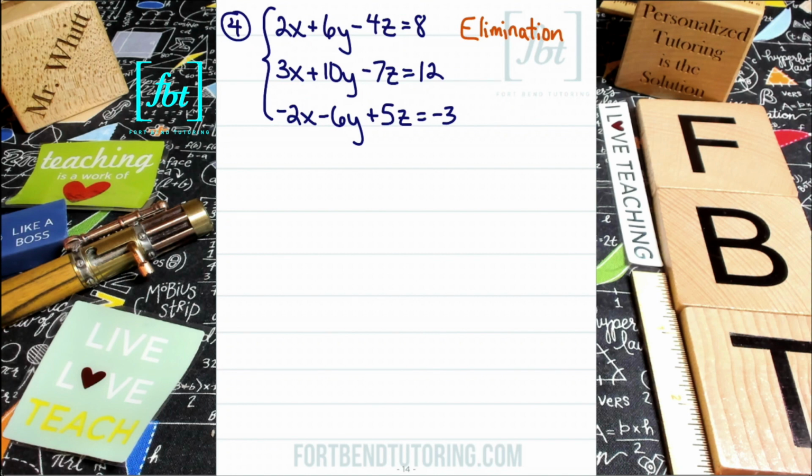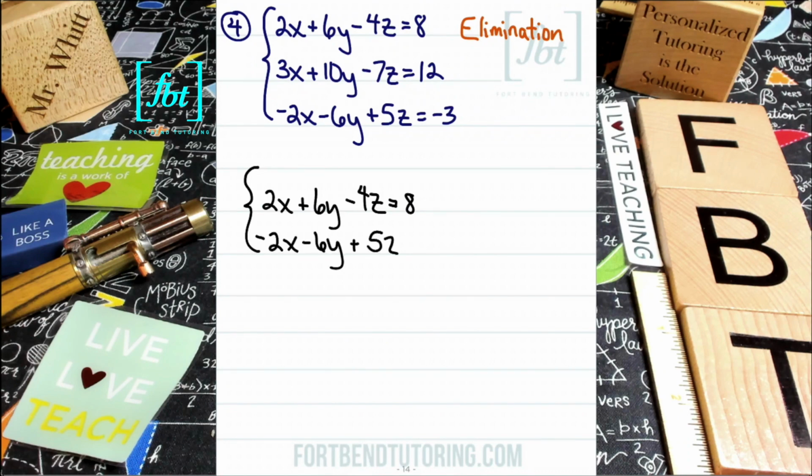And the first pair of equations I'll be utilizing to eliminate the variable x is the first and the third. So let's set that up, shall we? Our first equation is 2x plus 6y minus 4z equals 8, whereas the third equation is negative 2x minus 6y plus 5z equals negative 3.